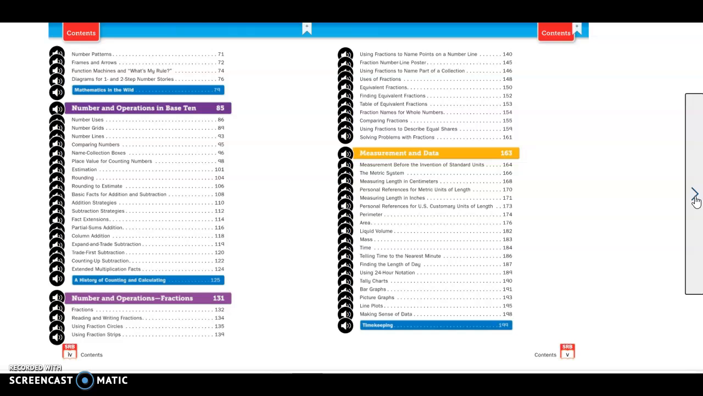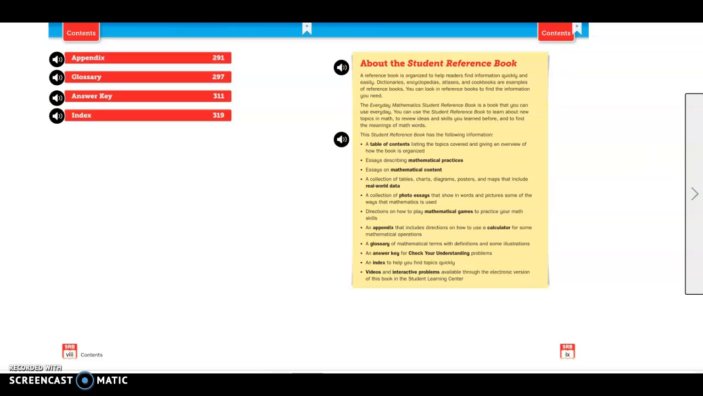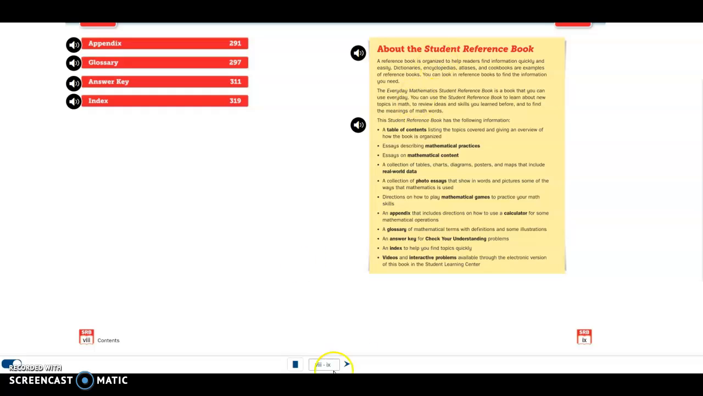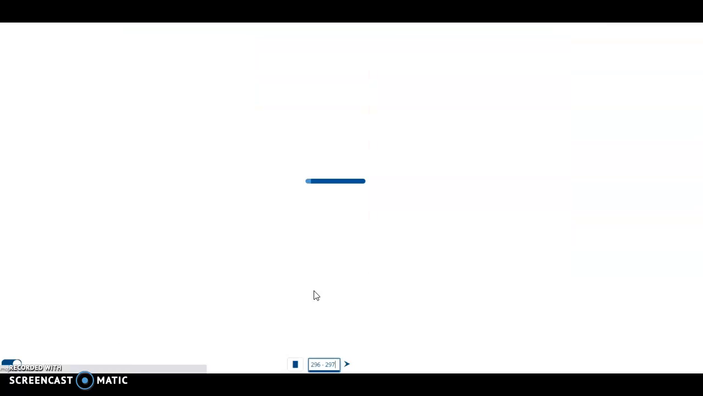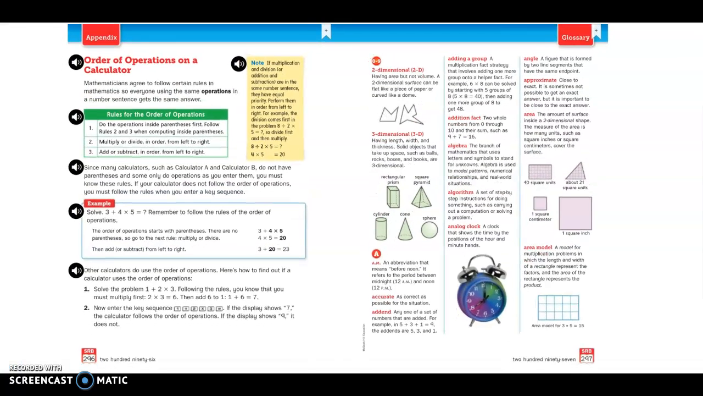I'm going to look through the table of contents to find where I would find the glossary. Here it is. It says I'm going to find the glossary on page 297. Now watch carefully what I do. Down here at the bottom, this is where all the page numbers show up. I can click and highlight that and type in 297 and click enter. When I do, you'll notice I am now in the glossary right here.